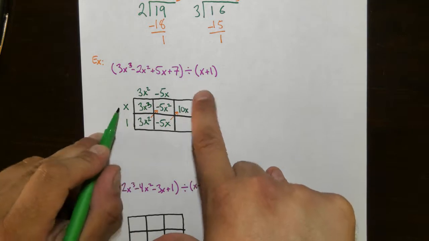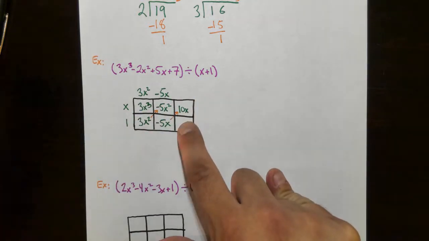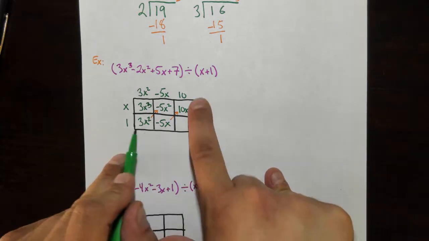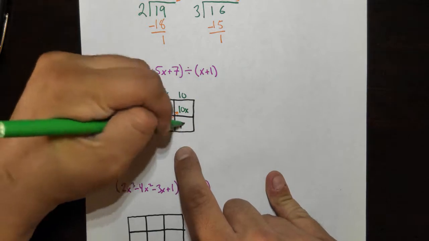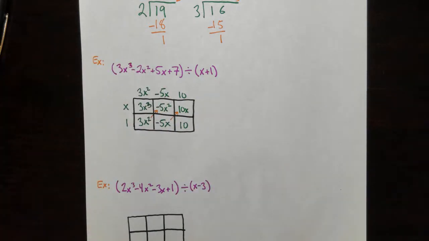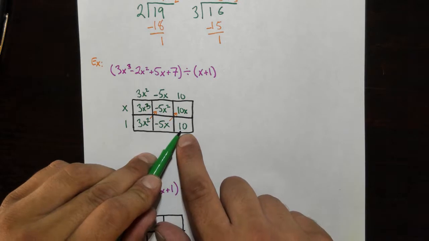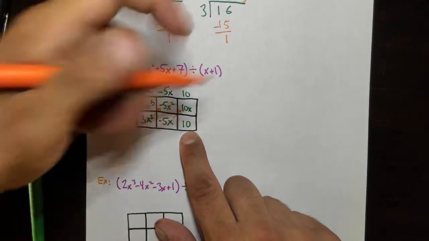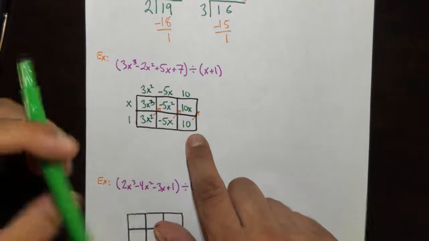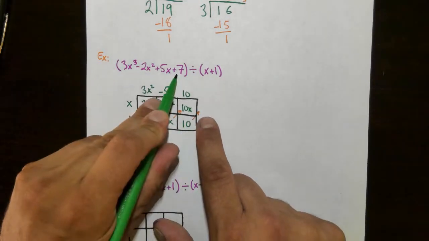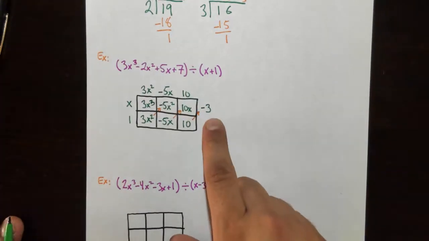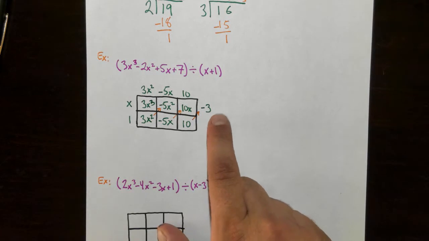So now we can answer this up here. x times what gives me 10x? That's 10. And then finally we can multiply to get this last box. 10 times 1 is 10. Now you'll notice here that our constant value in this bottom right corner doesn't match with the constant value in our function. When that is the case, there is a remainder. So we're going to go diagonally once again, and we want to see, okay, 10 plus what gives me 7? Well, in this case, it's a plus a negative 3.